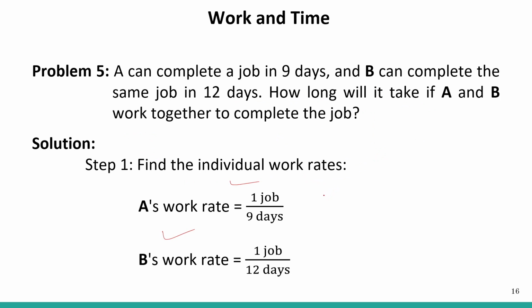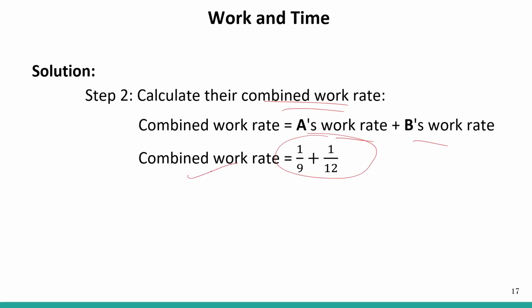Okay, so let's review the question again. If A can complete the job in 9 days only and B can complete the same job in 12 days, so they both have different work speed or work rate. Okay, so how long will it take if A and B work together to complete the job? So first, we figured out A's work rate and B's work rate individually. Then we summed them up to find the combined work rate, right? So we summed them up and we arrived at 7 by 36.